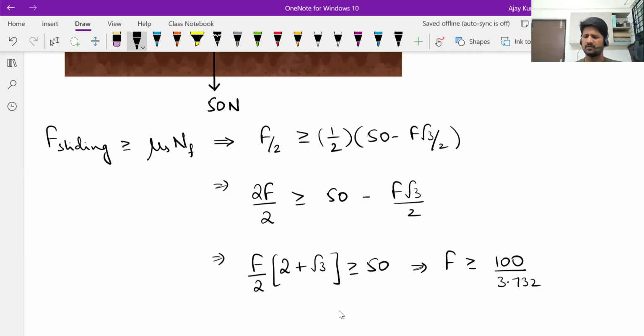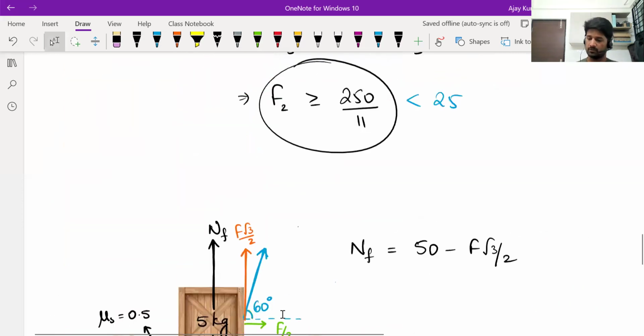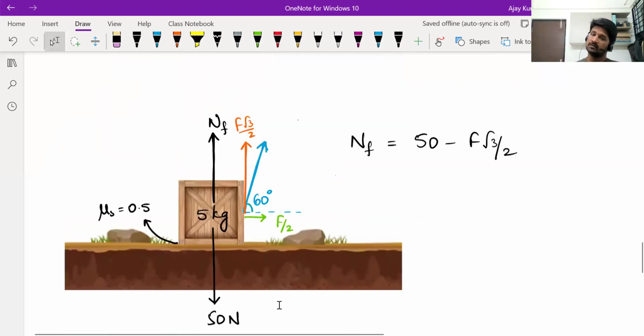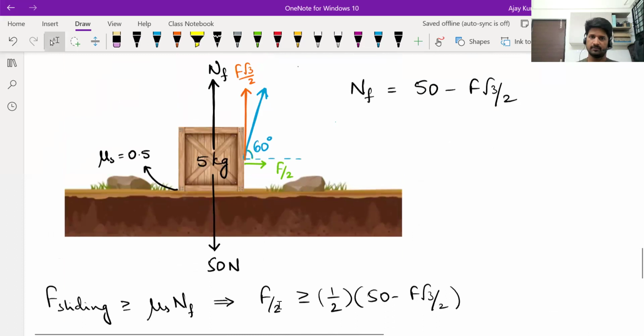Let me check. But okay, we don't even have to check. Tell me, is this more than 25 or less than 25? 100 by what number is 25? 4, sir. 100 by 4 is 25. Now you are dividing 100 by a number less than 4. If you are dividing it by a number less than 4, then this will definitely be more than 25 newtons. Okay, this is what I was telling you about. If you increase the angle too much, then it may require more effort.